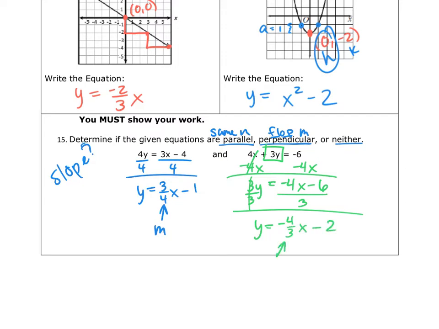So again, I'm looking at my two slopes. So when I look at that, I want to see, are they the same? No, they're not the same. So then I want to see if I flip the fraction and it's the opposite sign. So 3/4 to negative 4/3. Yep. So this one is perpendicular.